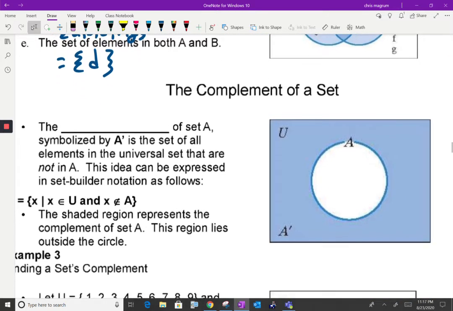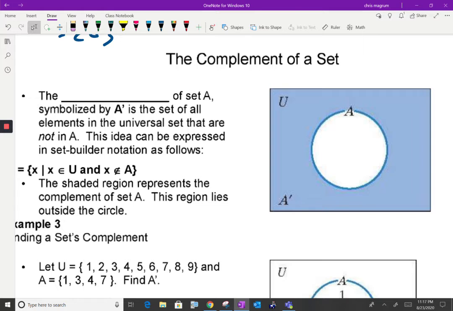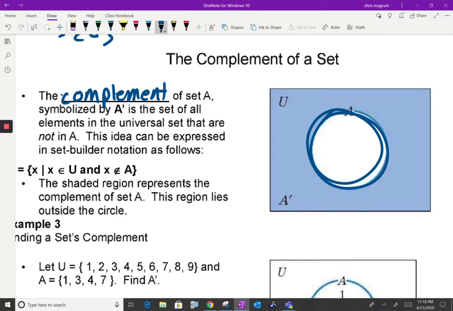Now we need to be able to talk about a complement, which I've briefly touched on already. So we have the complement of a set such as A, symbolized by A again with that apostrophe. We can say A naught, we can say A prime, or we can say complement of A, is the set of all elements in the universal set that are not in A. So here's A. The complement of A is all that stuff on the outside, the blue shaded part.